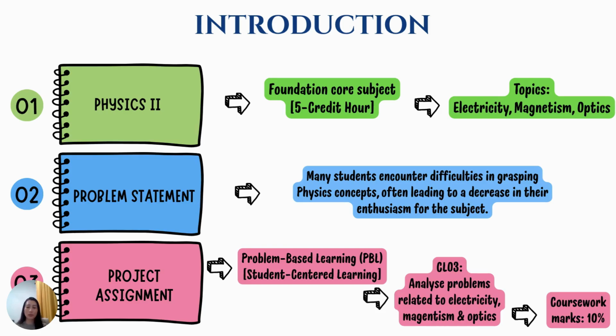So to solve this problem, we designed a project assignment using problem-based learning or PBL. PBL helps students learn by solving a real-world problem and applying physics concepts to practical solutions. This project fulfills our course learning outcome number three, or CLO number three, which requires students to analyze problems related to electricity, magnetism, and optics. The whole coursework carries about 10%.